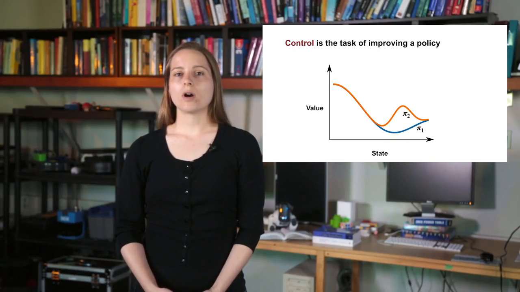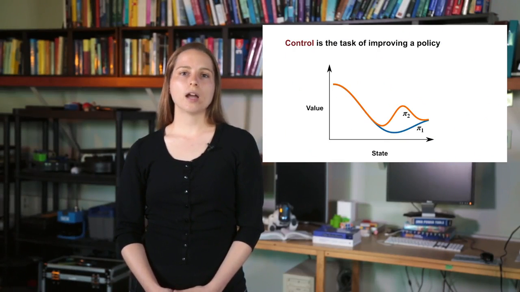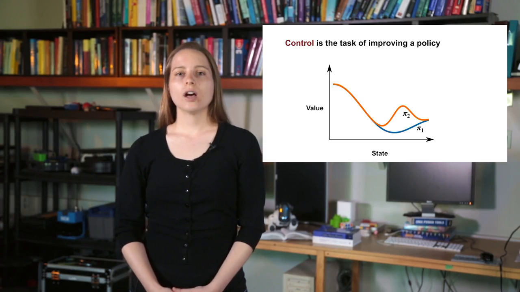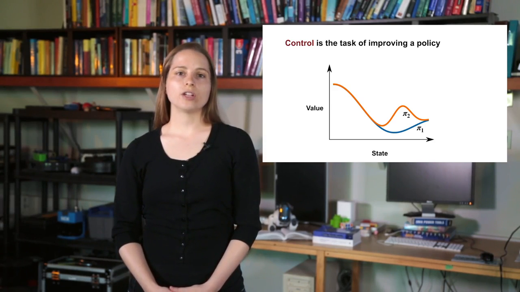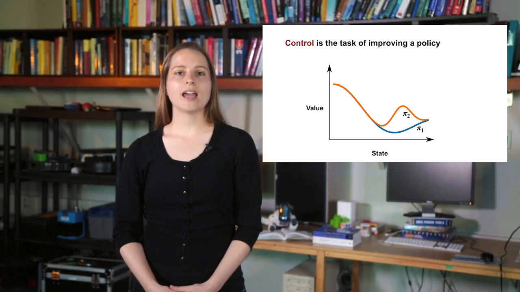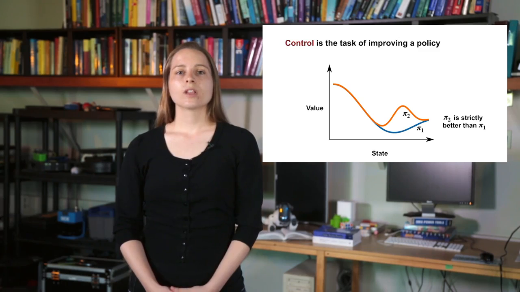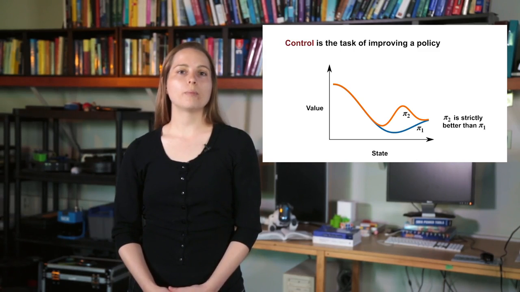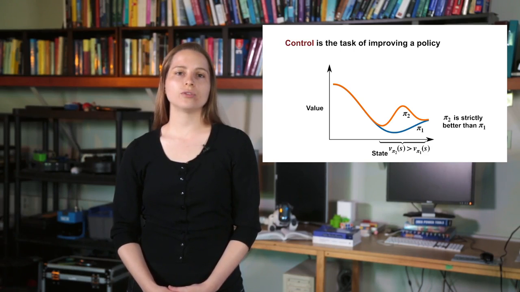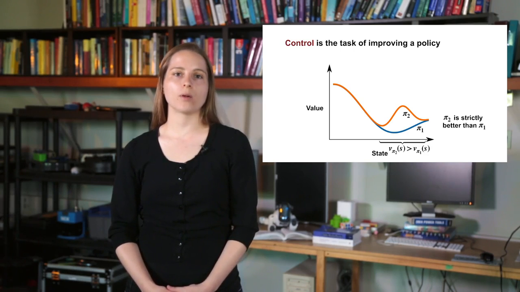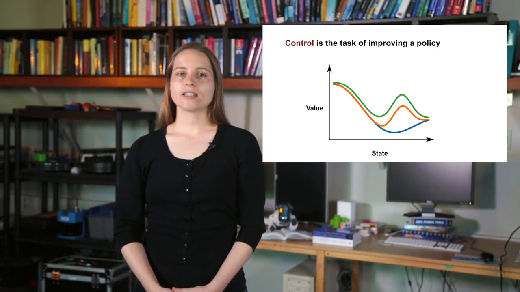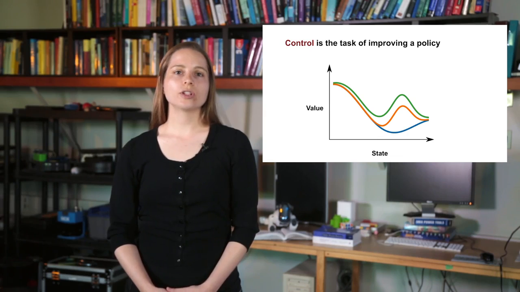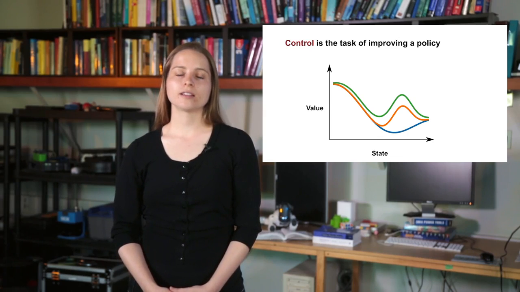Control is the task of improving a policy. Recall that a policy pi2 is considered as good as or better than pi1 if the value under pi2 is greater than or equal to the value under pi1 in every state. We say pi2 is strictly better than pi1 if pi2 is as good as or better than pi1 and there is at least one state where the value under pi2 is strictly greater than the value under pi1. The goal of the control task is to modify a policy to produce a new one which is strictly better.